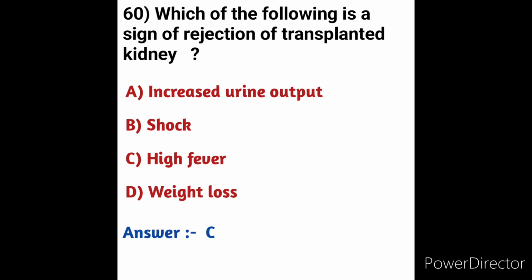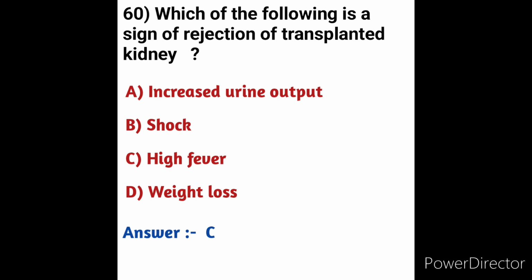The contraindication for the transplantation of kidney is option C, high fever. If a patient has high fever, we have to contraindicate the kidney transplant. A fever of more than 100 degrees Fahrenheit is a contraindicated condition. Warning signs like increased creatinine levels, some flu symptoms, pain around the kidney, and fluid retention, meaning swelling, are also contraindications for kidney transplantation.